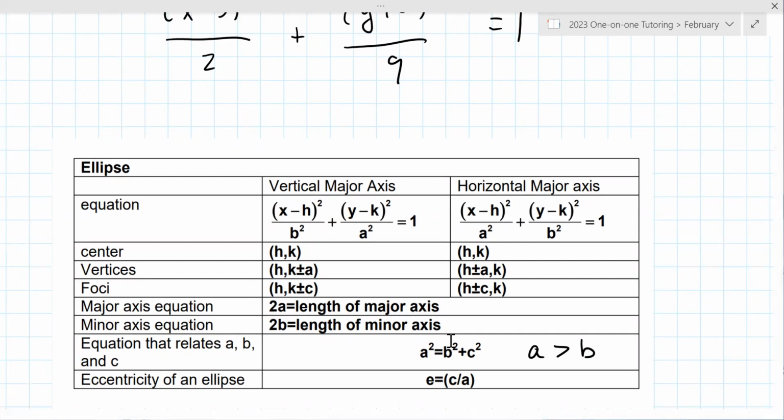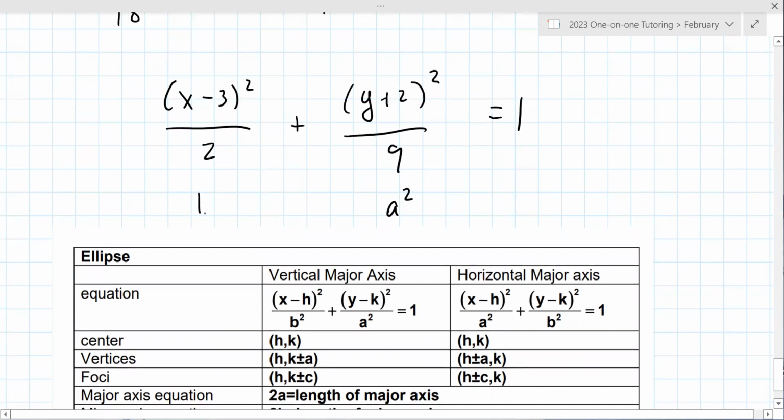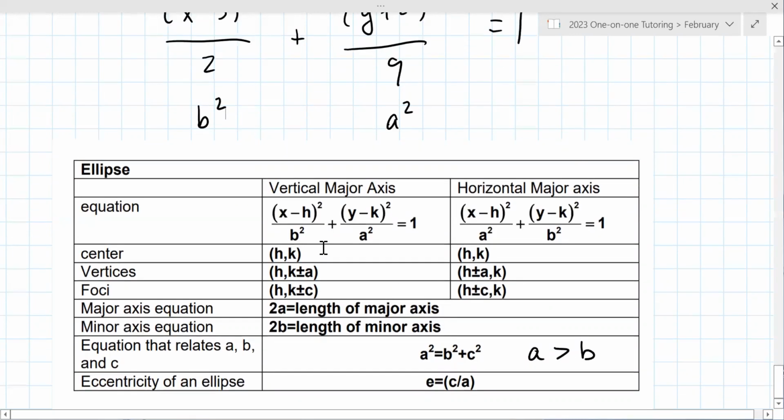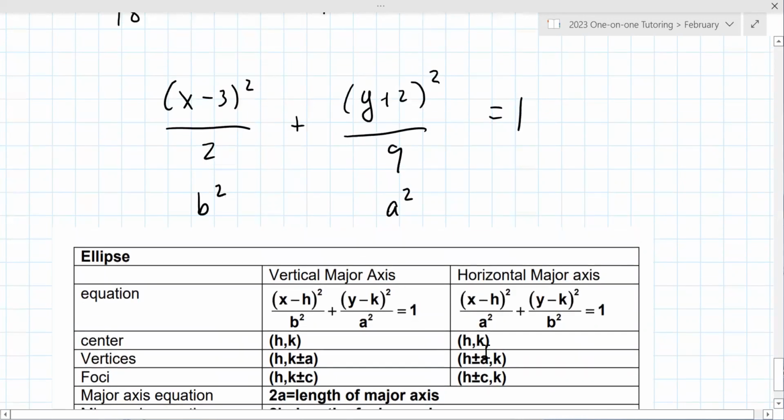Okay. Right. So that's important. You have to let this be A squared and this be B squared. And that tells you which one it is, because notice how X could be over B or X could be over A, and it depends on which one it is. So this one is the vertical major axis.